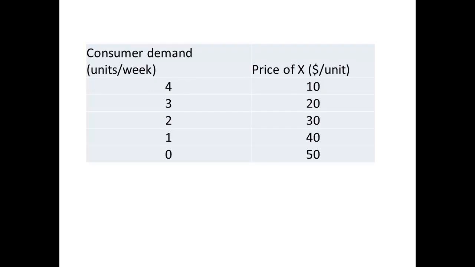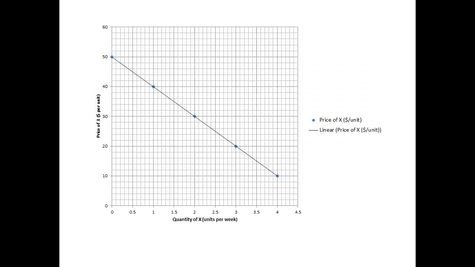This table illustrates some hypothetical figures for the demand of good X related to the price of good X. Plotting the graph will produce the demand curve for X. By convention here, the vertical axis will show the price and the horizontal axis will show the demand in terms of the quantity of X. Note that the quantity refers to a time period, the demand in terms of units per week.